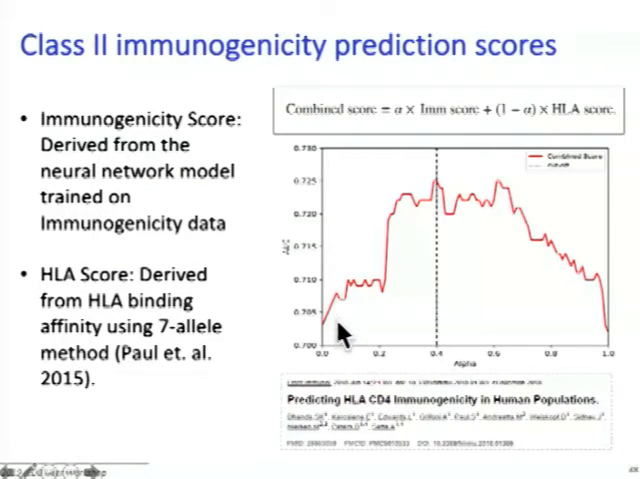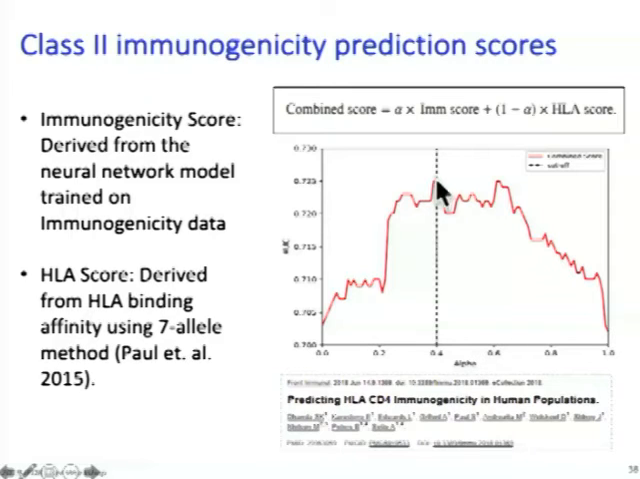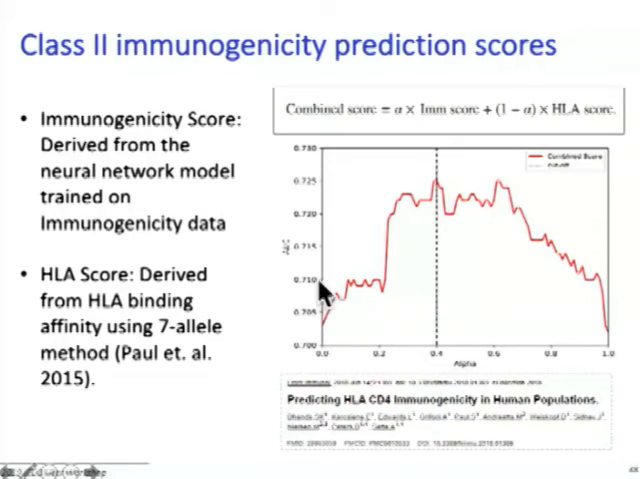When you look at the prediction performance, combining this immunogenicity score and the MHC binding score with a factor of 0.4, which is how the combined score was derived, gives you a higher AUC than either binding alone or immunogenicity alone. But you also see that the improvement, going from an AUC value of 0.703 to 0.25, is statistically significant, but it's not a game changer.